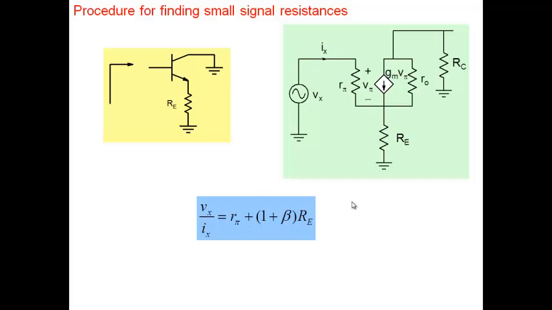So for any resistance anywhere in the circuit, all you do is attach a source Vx, find out what is the current that is coming from that source. Vx by Ix will give you that value. And that's what we find. Resistance looking from here, which means between this node and ground, is equal to R pi plus (1 plus beta) Re.